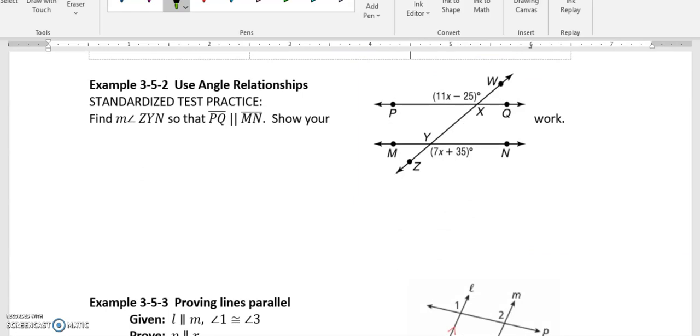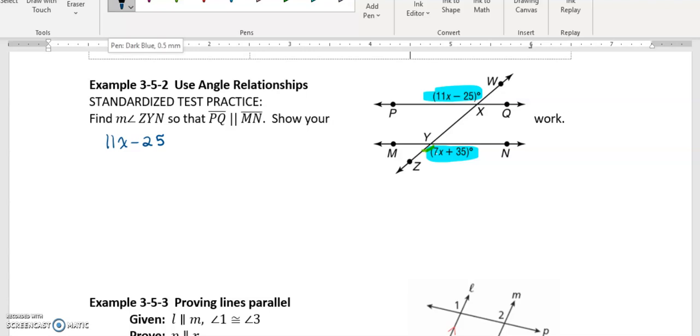Now here's a question. Find the measure of angle ZYN, this angle, such that it will make it true that PQ and MN are parallel. Well, the relationship that we have between this angle and this angle is alternate exterior, and we know from our theorem that if those two are equal in measure, then the lines are parallel. So we would basically find x to make that so.